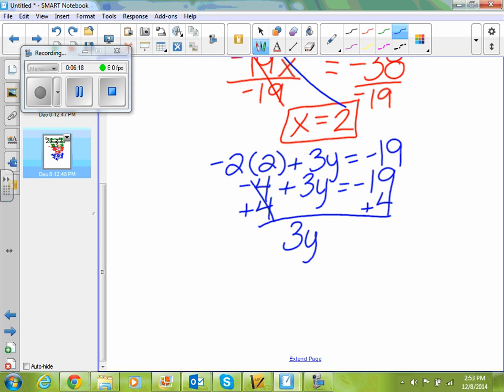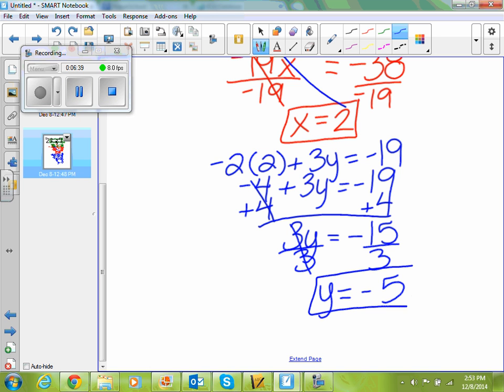So 3y equals, what's negative 19 plus 4? Negative 15. Okay, so if I get 3y equals negative 15, how do I finish solving that for y? Divide by 3, so y equals negative 5. Alright, so you should have got x equals 2 and y equals negative 5.